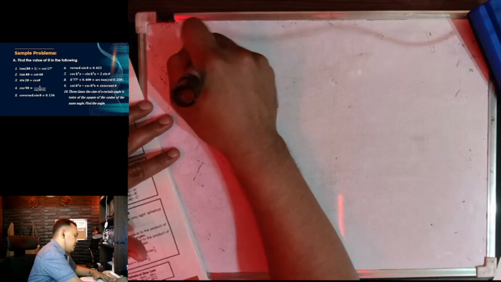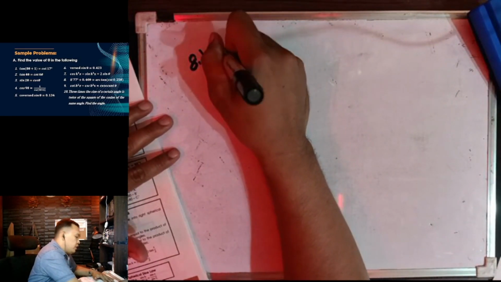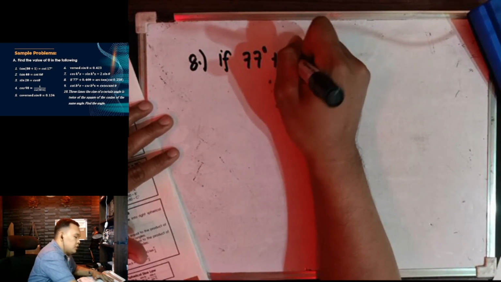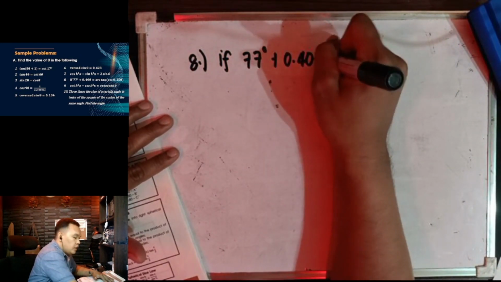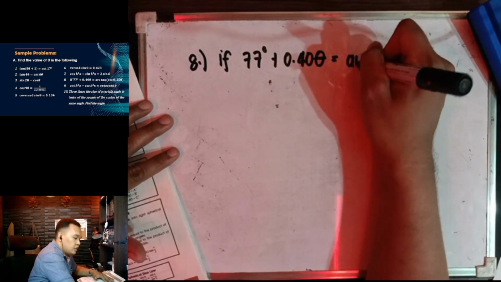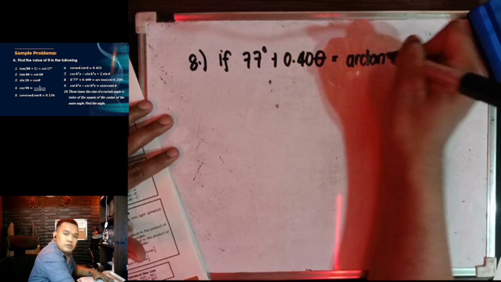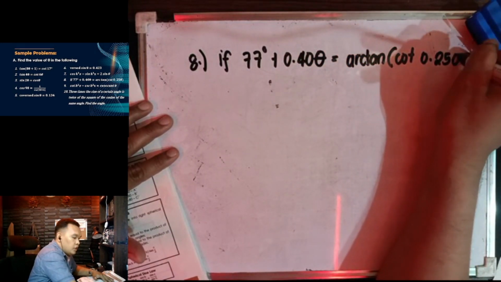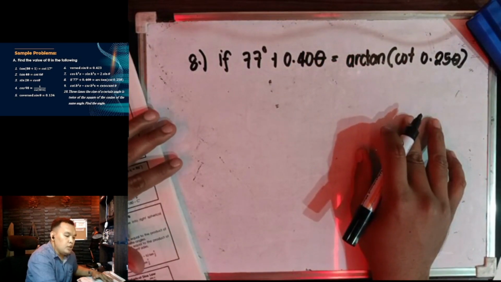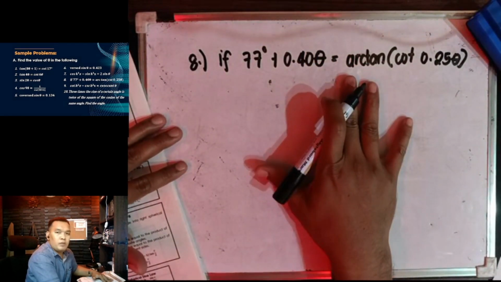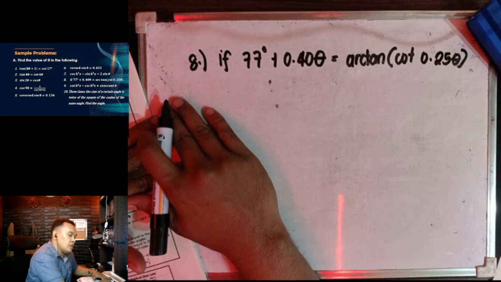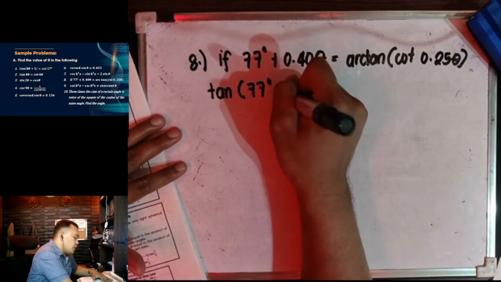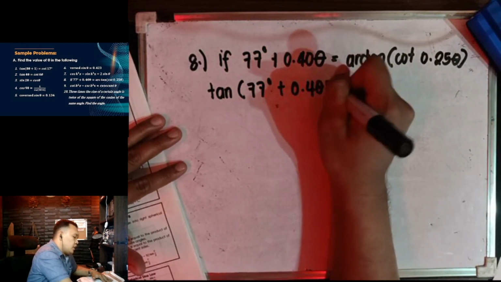Okay, number 8 tayo. So, we have here if 77 degrees plus 0.40 theta is equivalent kay arc tangent cotangent 0.25 theta. Okay. We all know that tong arctan sa kabila, pag transpose natin sa kabila, magiging tangent yan. No? So we have here tangent 77 degrees plus 0.40 theta.